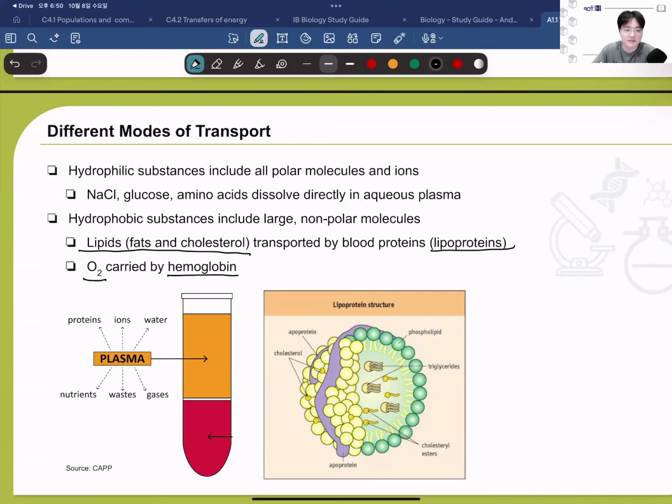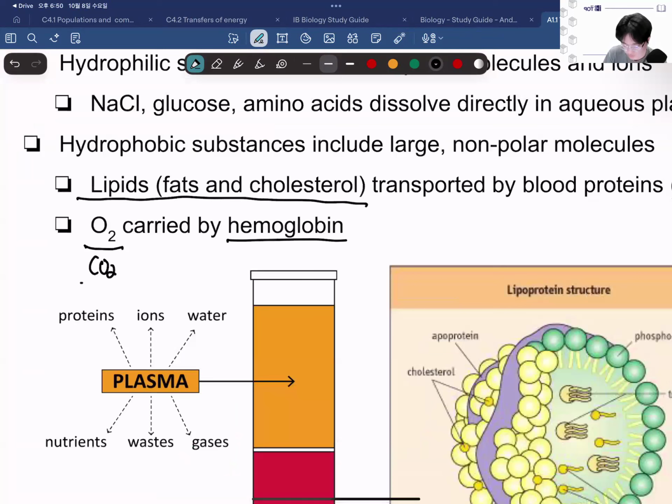And since hemoglobin itself is soluble in water, it floats around in our bloodstream while hugging onto these oxygen molecules, so that oxygen can be delivered to the different tissues in our body. Understood? So anything that doesn't dissolve in water needs a special protein for it to be carried in our bloodstream, like lipoproteins for lipids and hemoglobin for O2 and the CO2. CO2 is also carried by hemoglobin, and it doesn't dissolve in liquid very easily. All right? Got it?